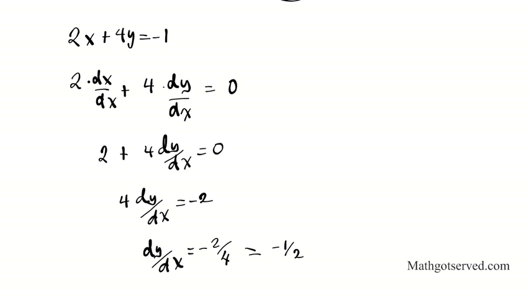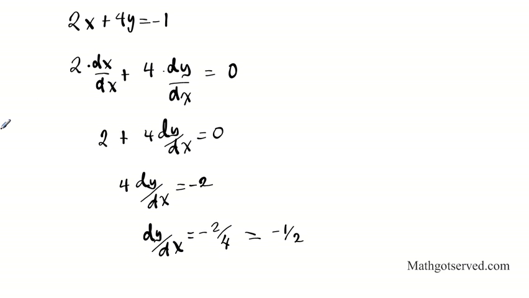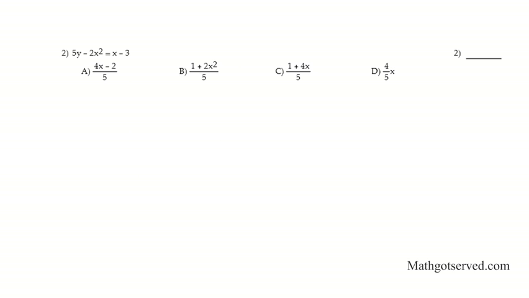Alright, let's take a look at number 2. We're going to differentiate that implicitly with respect to x. So let's rewrite the question: 5y minus 2x squared equals x minus 3.